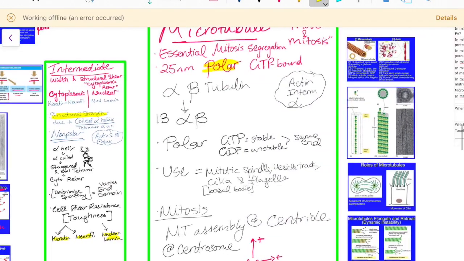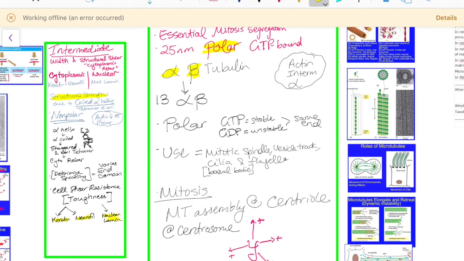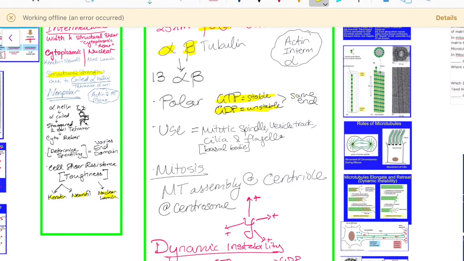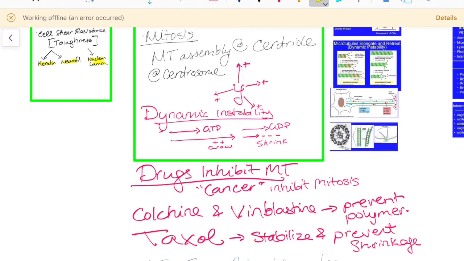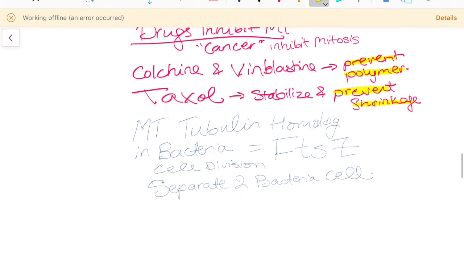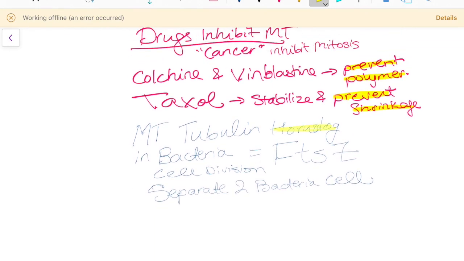And then finally, the biggest one is your alpha-beta tubulin, which is microtubule. It is polar, but GTP and GDP help in growth and shrinkage at the same end. And then finally, we have two types of drugs that are either able to prevent polymerization, addition, or prevent shrinkage, subtraction. And then we have a homolog in bacteria, which also helps bacteria cells divide.